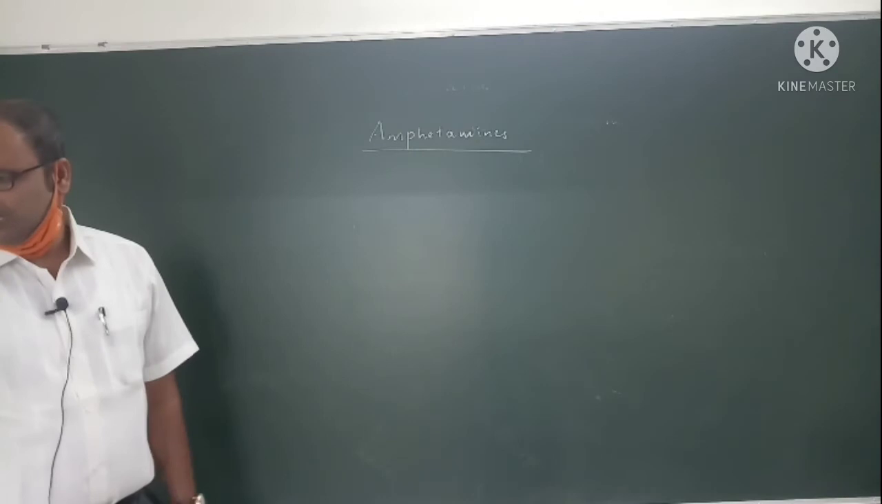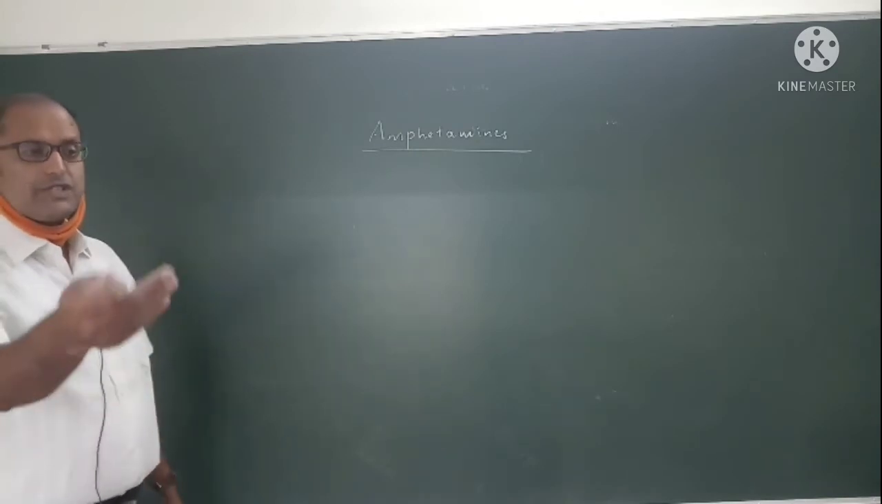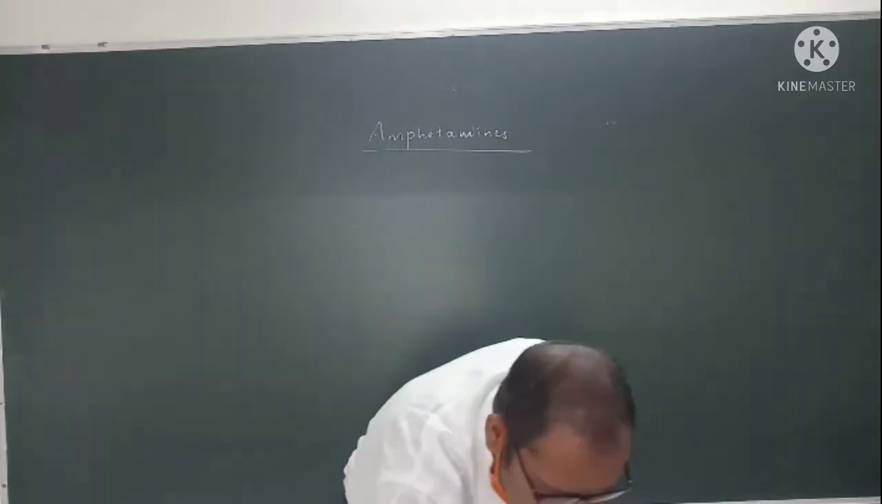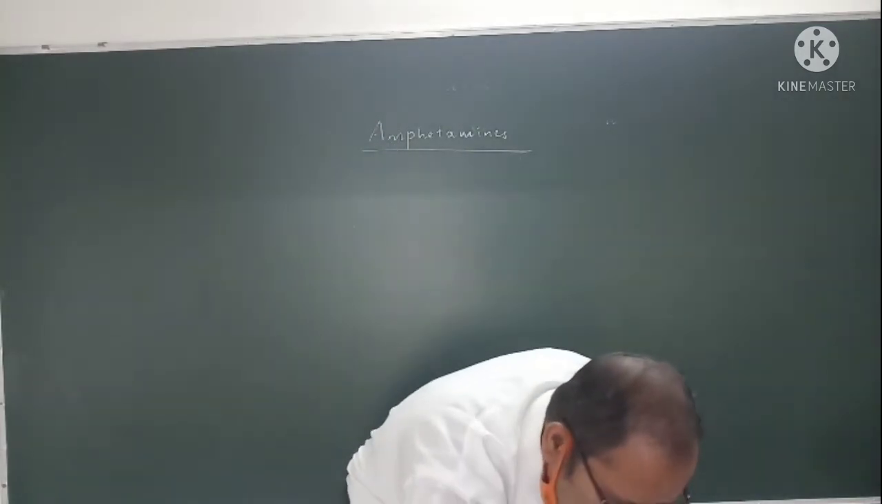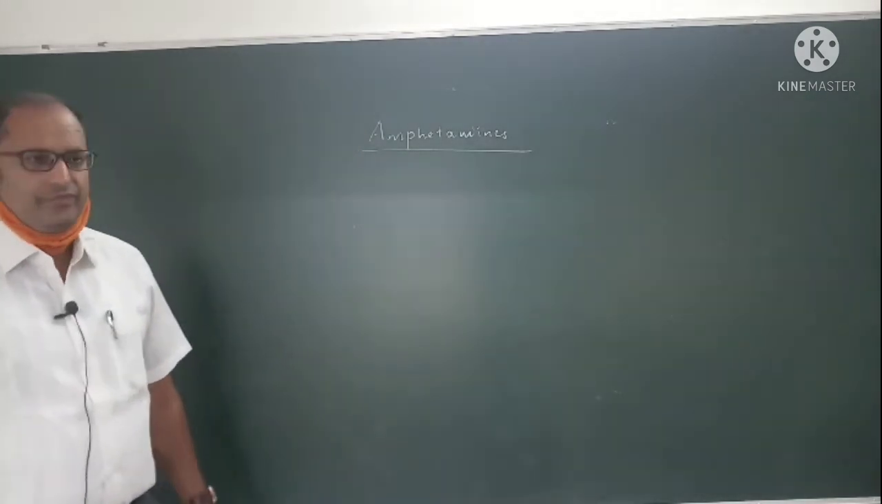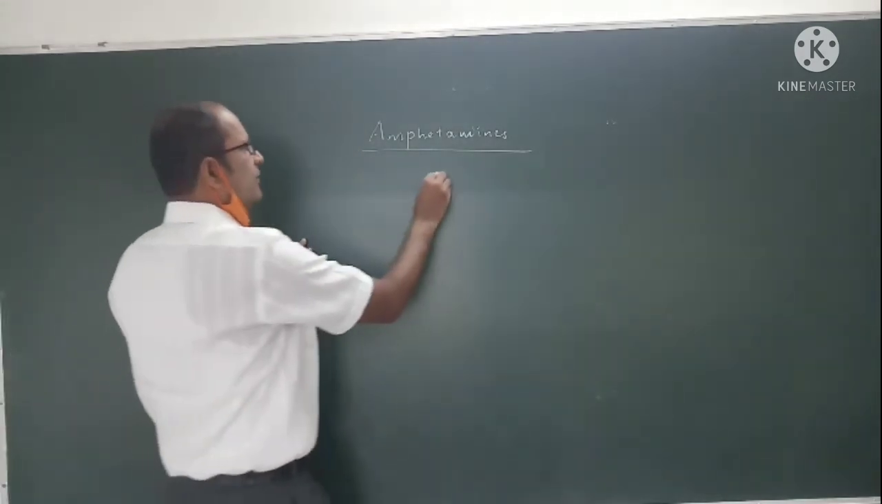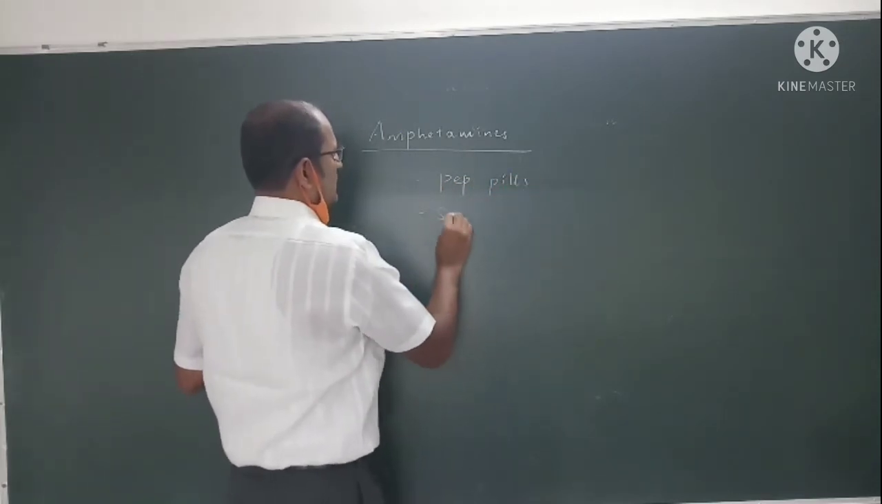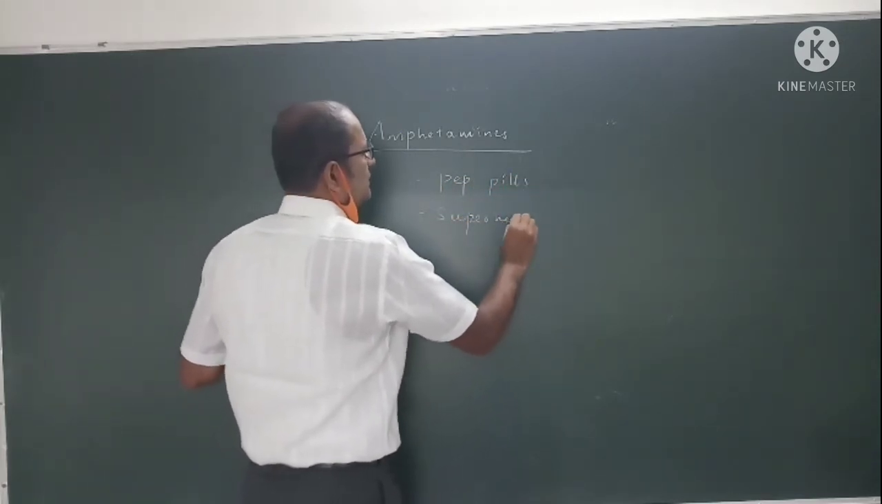Amphetamines. Next, you write like this. So, amphetamines we wrote in which category? Stimulants. Again, they come in the stimulants only. Okay. These are called PEP pills. We call it this one. This can also be called as... look at this word.